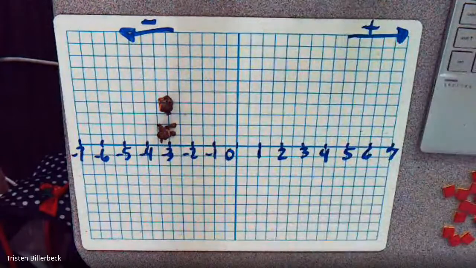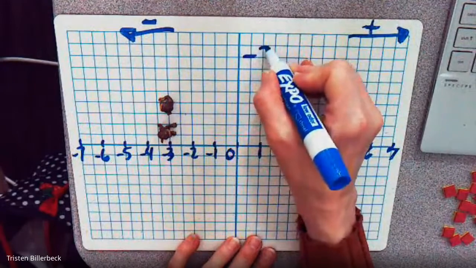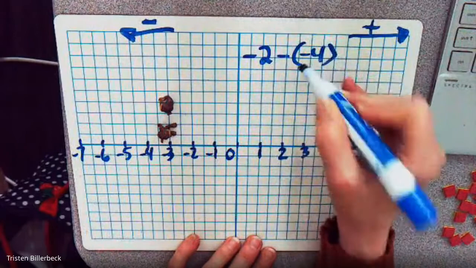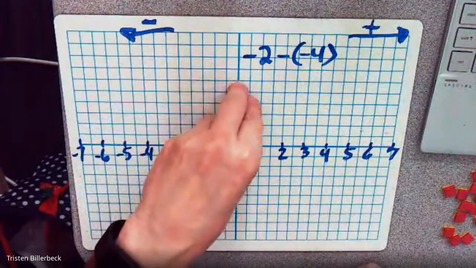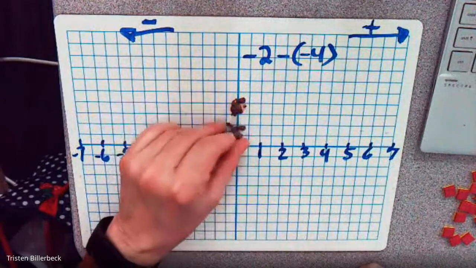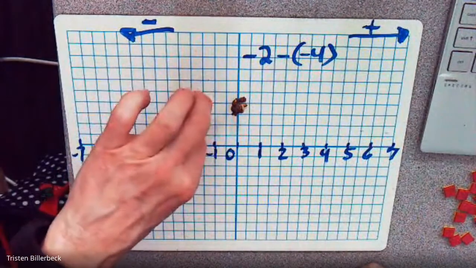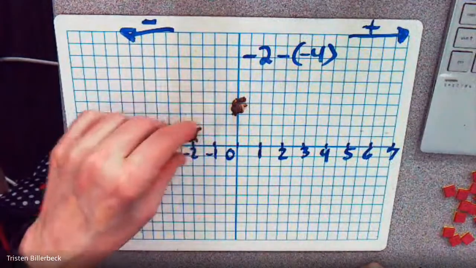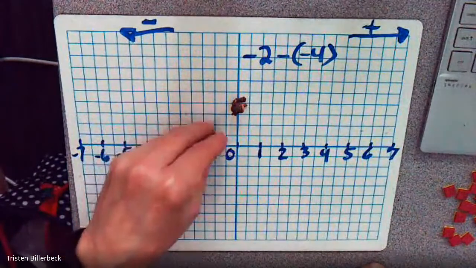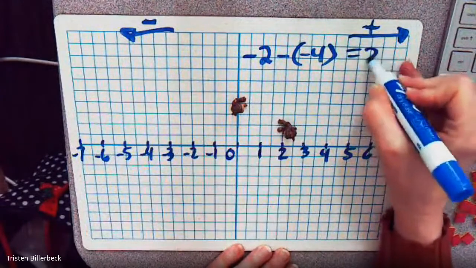All right, let's look at, how about -2 minus a -4? What is going to happen? So this monkey bravely goes to -2, not knowing what the number is going to be, does a minus, and then walks backwards -4. 1, 2, 3, 4. Hey, that's at 2.